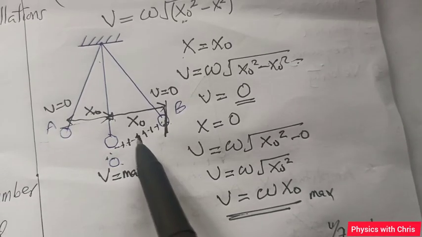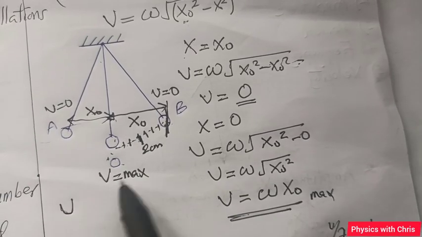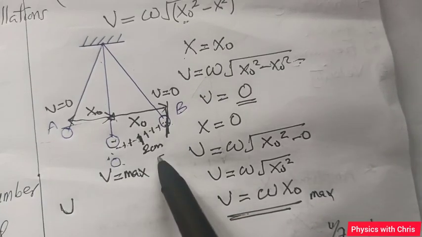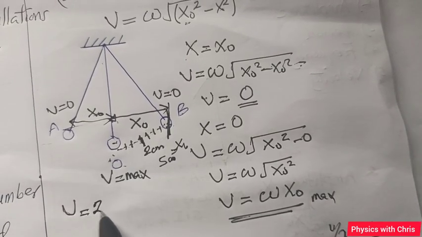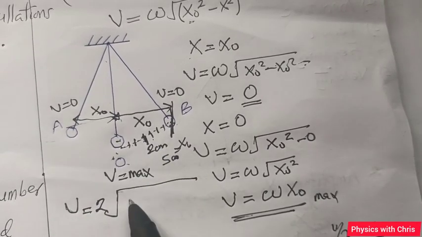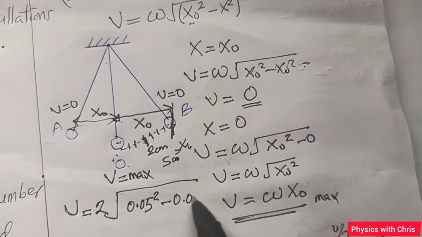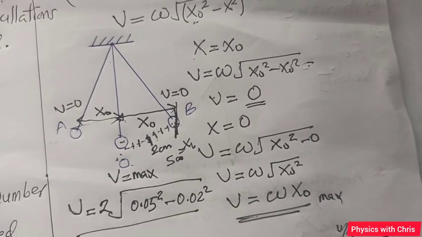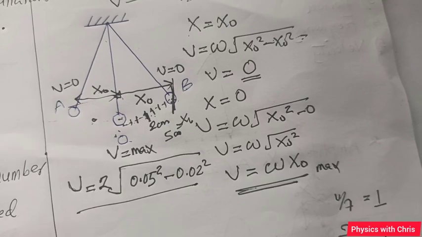Let's say at this point the bulb is at a distance of 2 centimeters, for instance, from the center of oscillation. Then we can find, given that the amplitude measured from here to here is 5 cm, that is my x naught. Therefore, if I know that my omega is 2, I can find the speed at 2 cm from the center. That gives me 2 times the square root of 0.05 squared, converting centimeters to meters, minus 0.02 squared. Then I can find the instantaneous velocity when the bulb is, let's say, 2 centimeters from the center of oscillation. The same thing can apply if the bulb is around here. The same equation is used to find the velocity of the body.